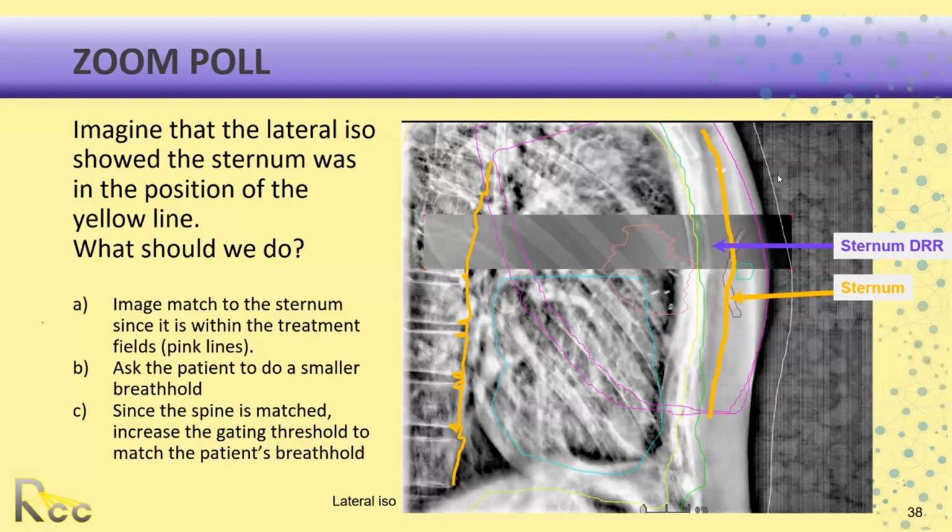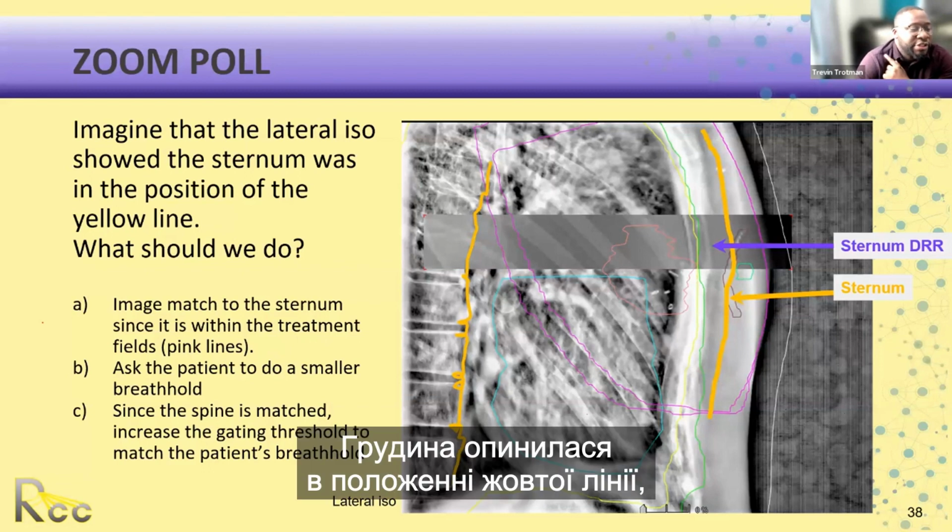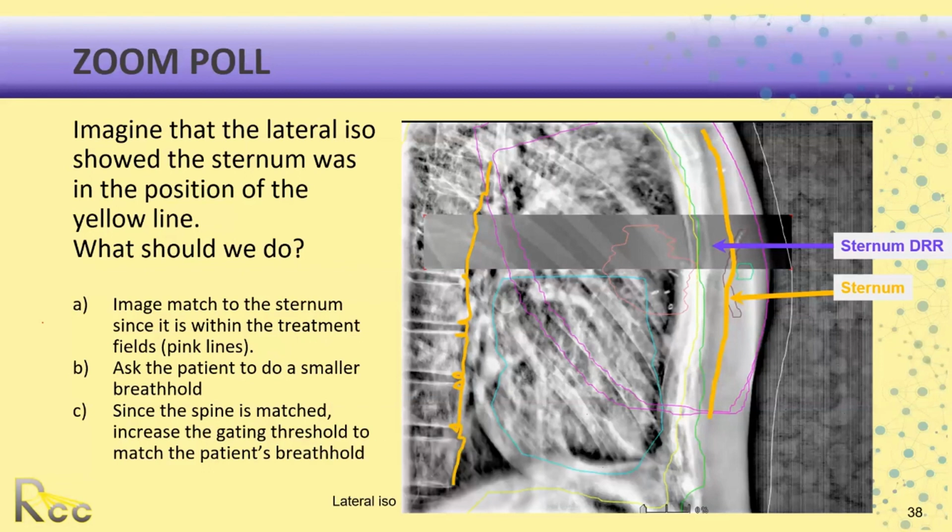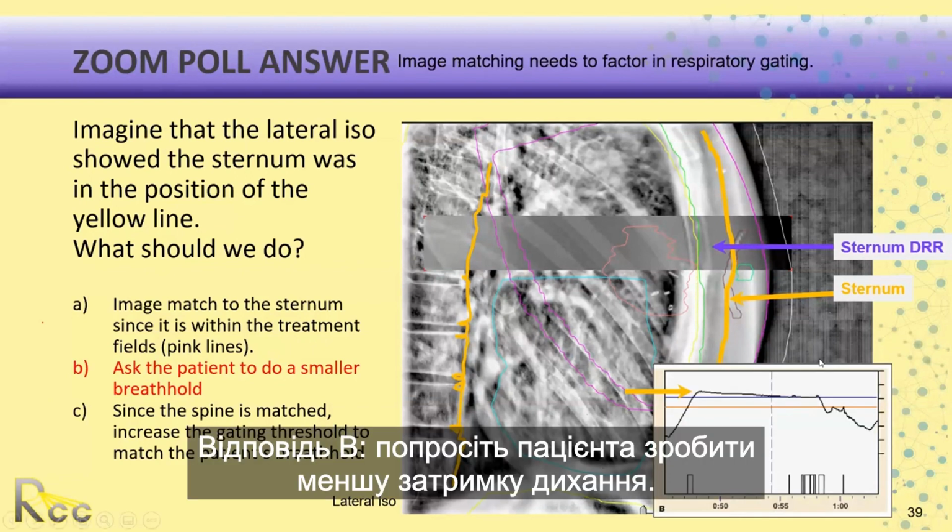Right, so basically we imagine that in the lateral isocenter image shown, the sternum was in the position of the yellow line. What should we do? The answer is B, ask the patient to do a smaller breath hold.